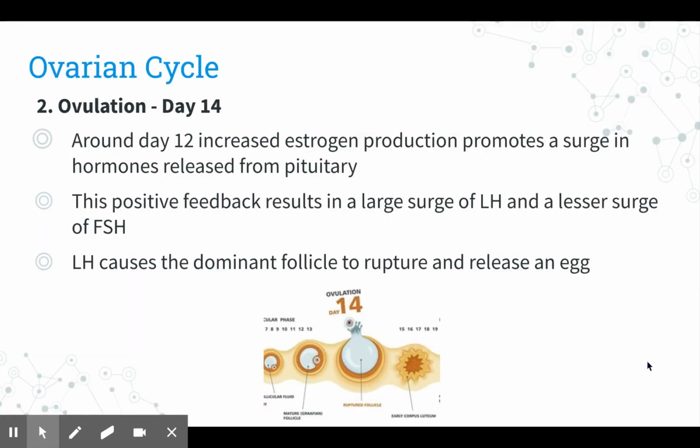At the end of that first follicular phase is ovulation. Around day 12, estrogen spikes and promotes a surge in the hormones released from the pituitary gland. That positive feedback, where one action causes an increase in another action, results in a surge of both LH and FSH. The LH is what causes that dominant follicle to rupture. The sac then opens and releases an egg out of the ovaries, where it can then travel down the fallopian tubes for fertilization.